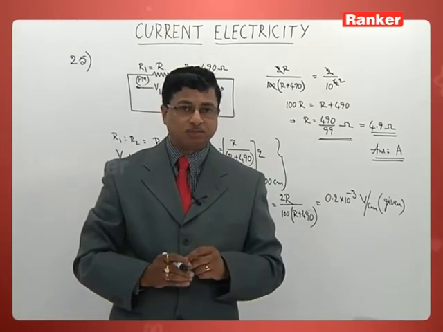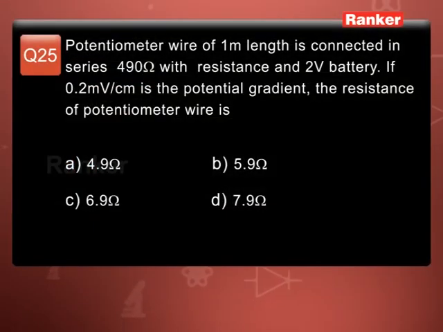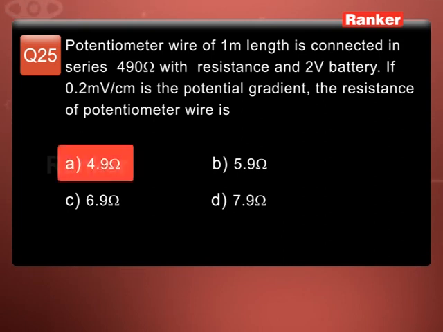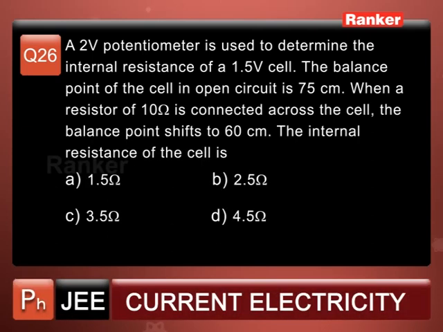That's the concept. So this is problem number 25. The option is 1, which is 4.9 ohm. That is the resistance of the potentiometer wire of length 1 meter. That is the point. Let us switch over to problem number 26. It is also on potentiometer, but a different model.